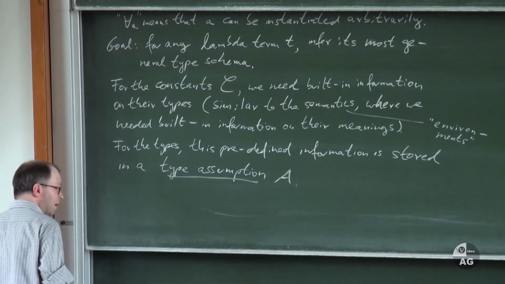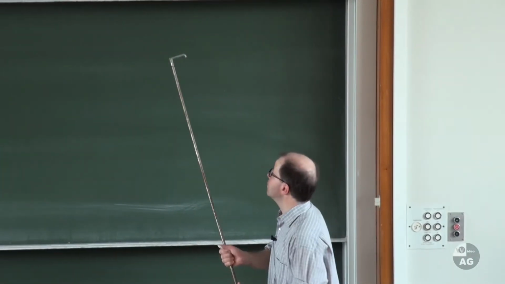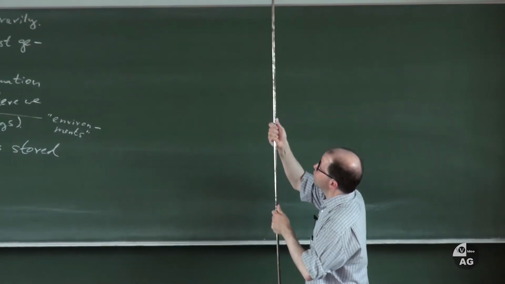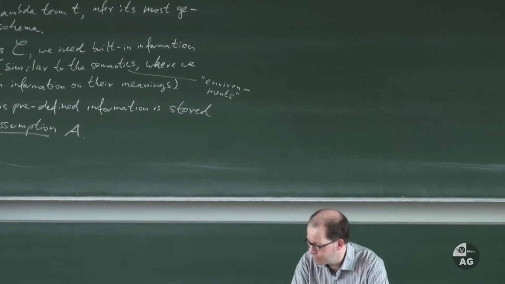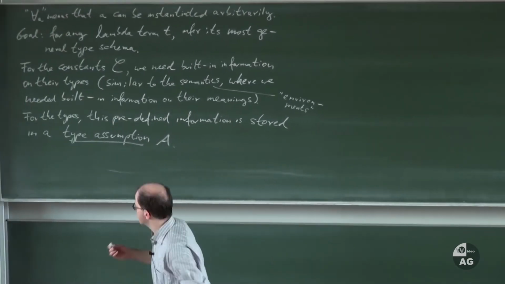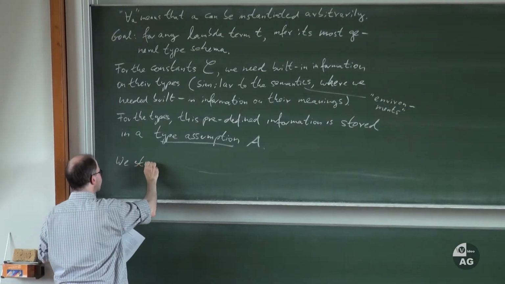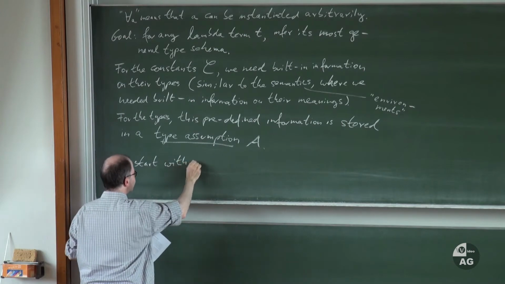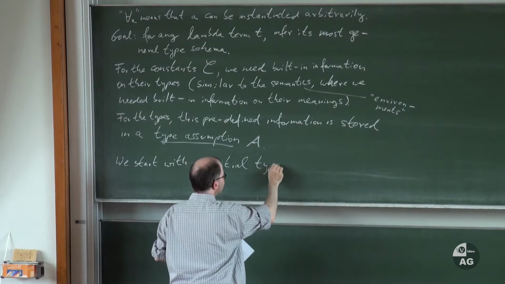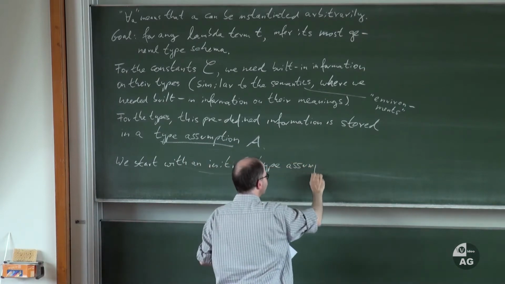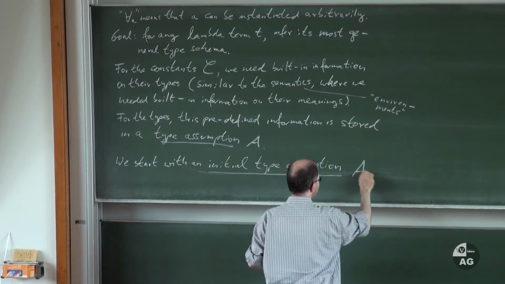And if you remember how we did this in the semantics, we started with an initial environment. And this initial environment contained all the information for predefined operations. And here we do something similar. We now start with the initial type assumption, and then this type assumption will later on be extended. This initial type assumption really only contains information on the types of the predefined operations and the variables. So an initial type assumption, which we call A0.